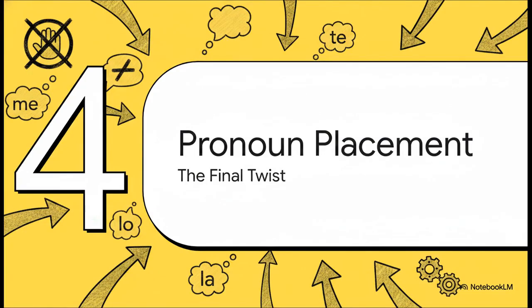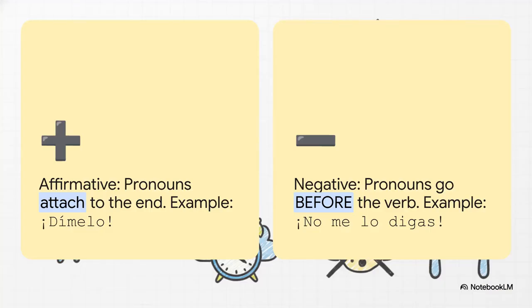Okay, so you've got the verb form down. That's the hard part. Now for the final twist, the last piece of the puzzle. Where do we put those little pronouns? You know, the me, te, lo. Because their placement is the other huge difference between telling someone to do something and telling them not to. The rule is so clear, and it's all about contrast.